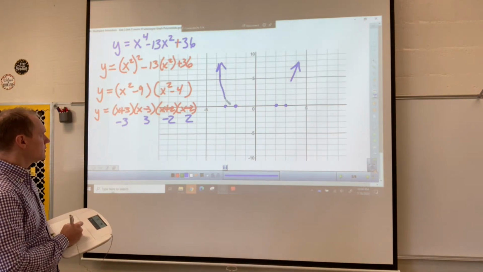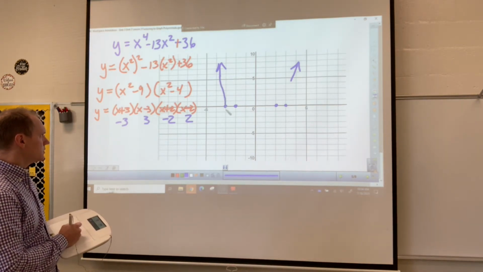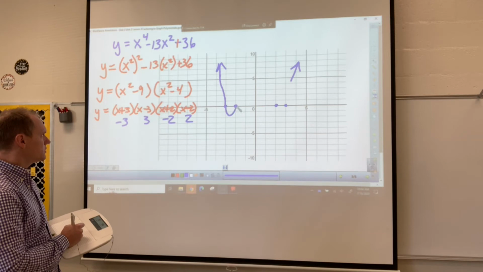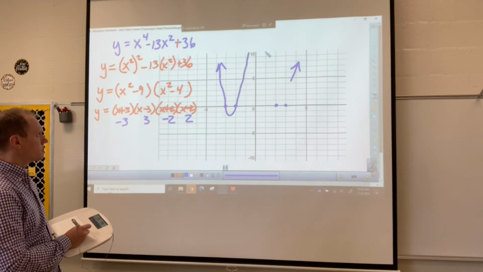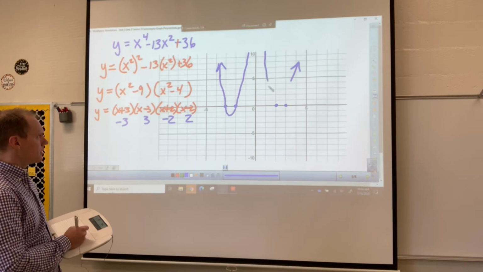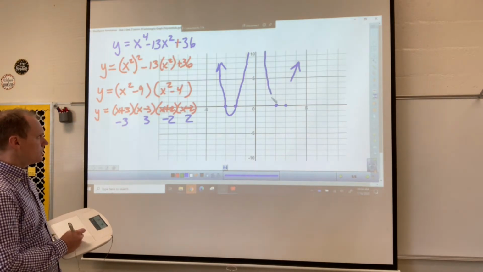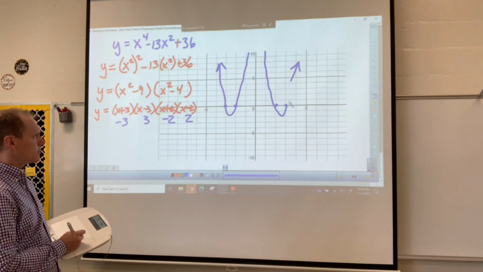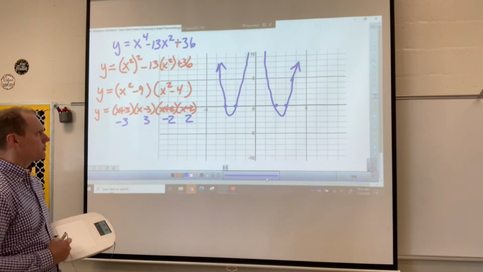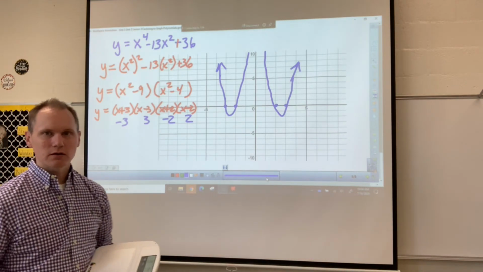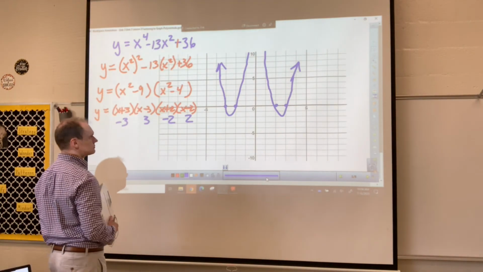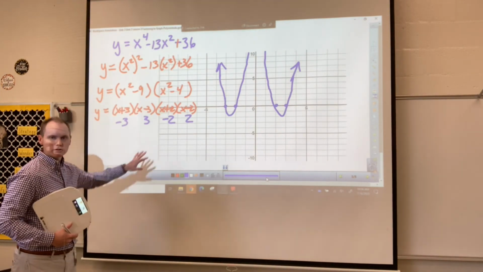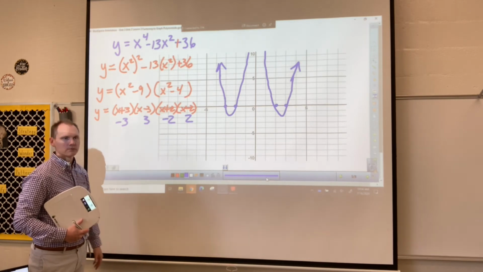So it's going to come down here. It's going to go through this zero. It's going to go back up to this zero. It's going to go all the way up to 36. And then somehow, some way, it's going to come back down and go through 2, and then back up through 3, and then go up forever and ever to the right. So it looks a little bit like a W shape in this way. All right. Any questions on this graph here?